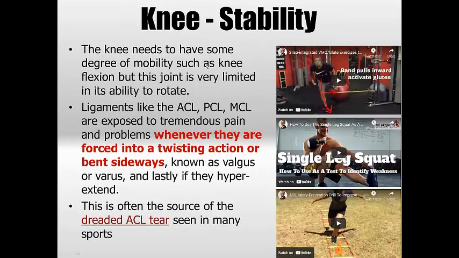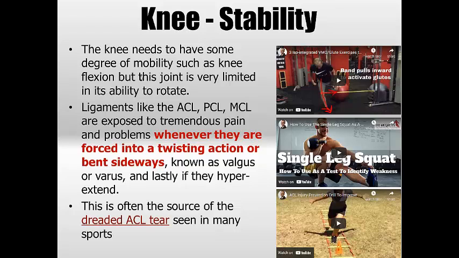The knee, obviously one of the most injured parts of the body, and as we spoke about, needs a fair degree of stability. So while it does have the ability to create some small degree of rotation, it really hates being twisted, and that's when it's excessively twisted or bent sideways, which is known as valgus and varus, or hyperextended. That's when you see the horrible injuries like ACL tears, meniscus tears, patellofemoral pain.